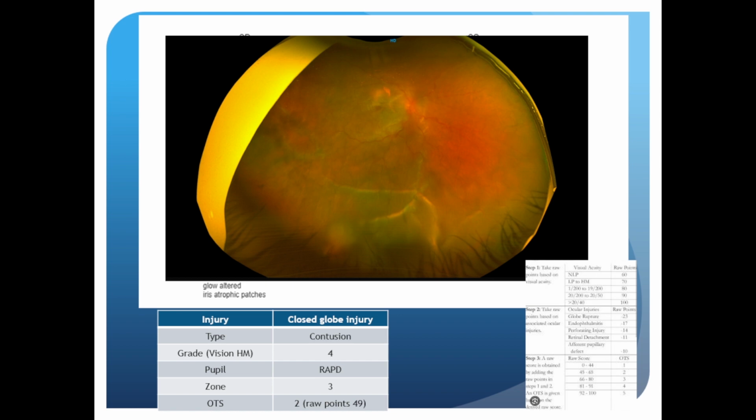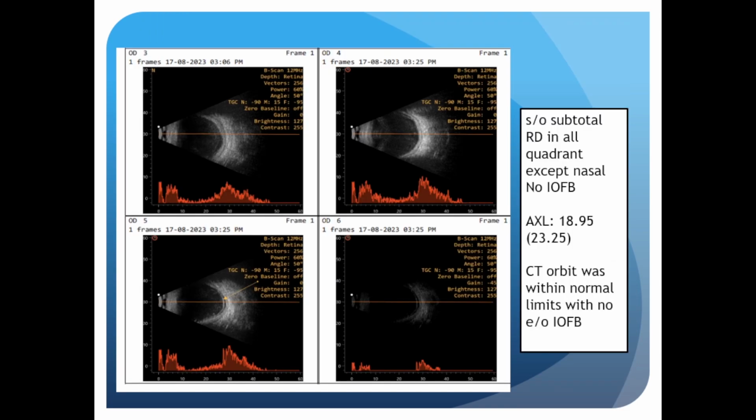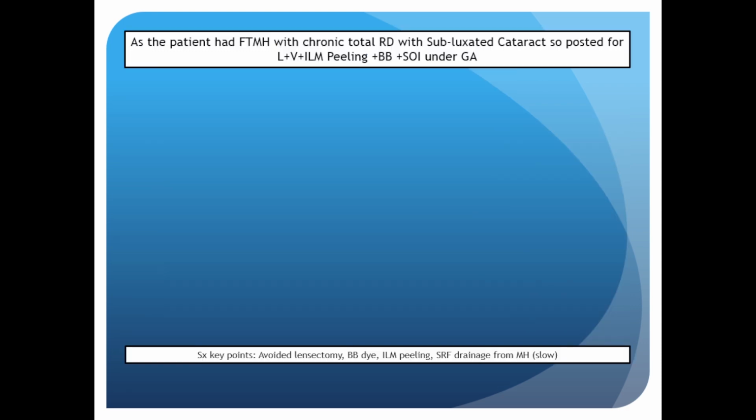According to this chart, you can calculate the raw scores, raw points. Then, as I already told, USG and CT scan were done in this patient. USG was suggestive of subtotal RD in all quadrants except the nasal part, and no IOFB was noted. Axial length was slightly less as compared to the other eye. CT scan was absolutely normal, with no evidence of any foreign body.